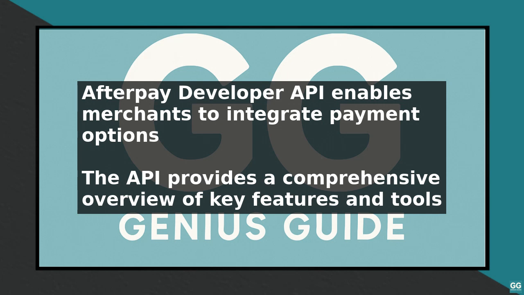Getting started with Afterpay API. To begin using the Afterpay API, merchants must first create an account and obtain an API key. This key is used to authenticate requests to the API and ensure secure communication. Merchants can then use the API to create payment tokens, process transactions, and retrieve order information.